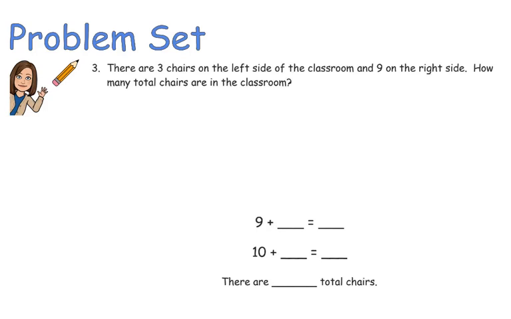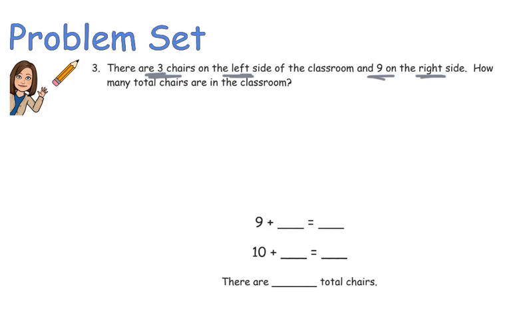So we have, there are 3 chairs on the left side of the room. So underline the number 3 and the word left. And 9 on the right side. So 9 and right. How many total chairs are in the classroom?